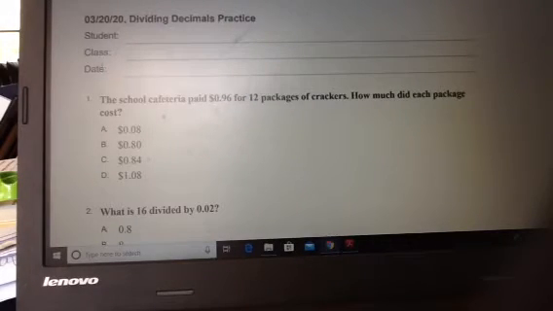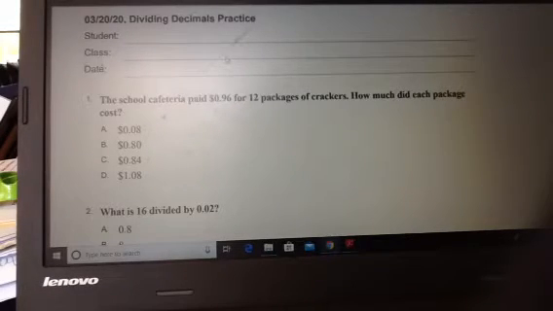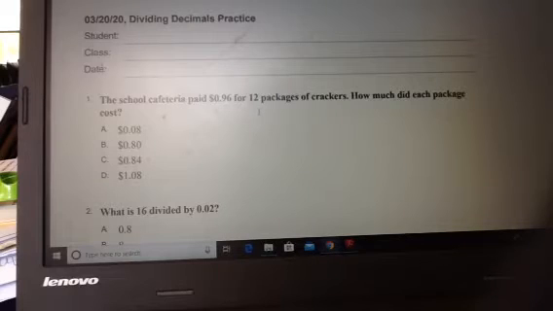So the first one says the school cafeteria paid 96 cents for 12 packages of crackers. How much did each package cost? The first common problem is students are not putting the numbers in the correct spot. We're either going to be splitting up this 96 cents or we're going to be splitting up the 12 packages. Well, it looks like they're asking how much did each package cost.